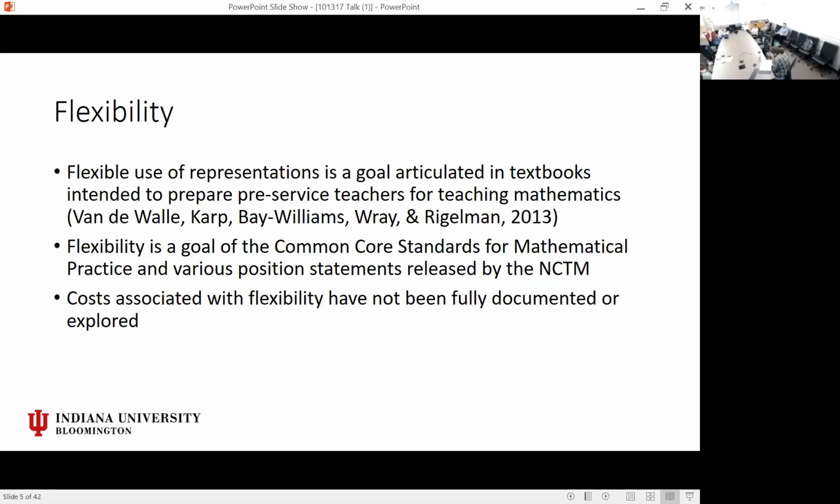Our data includes several examples where children appear to be basing incorrect conclusions on flexible use of representations, pointing to the possibility that there is a cognitive cost in terms of confusion associated with flexible use of representations.